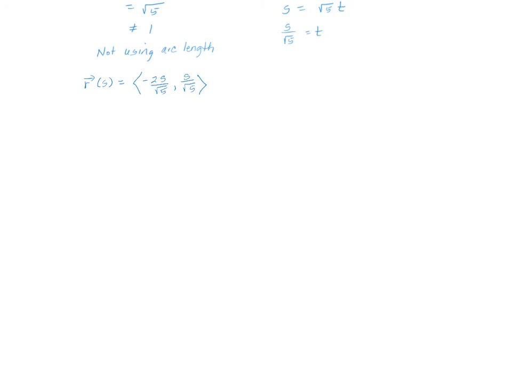However, I also have to change my t values. Remember, my t values were going from 0 to 5. Substituting in s over the square root of 5 for t, and then solving for s by multiplying everything by the square root of 5, I now have my s values as going from 0 to 5 times the square root of 5. And I'm done reparameterizing my curve in terms of arc length.